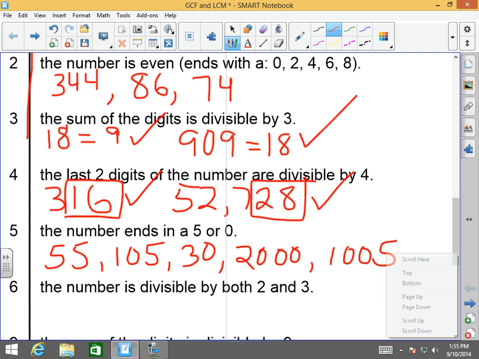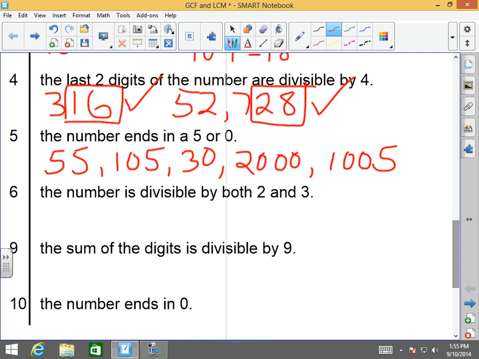Now, how about 6? A number is divisible by 6 if the number is divisible by both 2 and 3. For example, the number 12. 12 is an even number, so we know it's divisible by 2. But what is the sum of the digits of 12? What's 1 plus 2? 3. Is that divisible by 3? Yes, so we know that this number is divisible by 6.